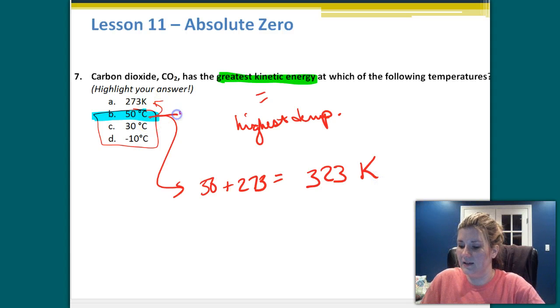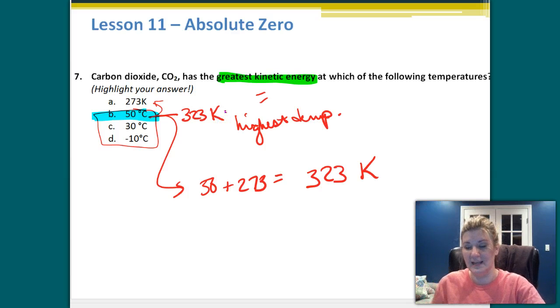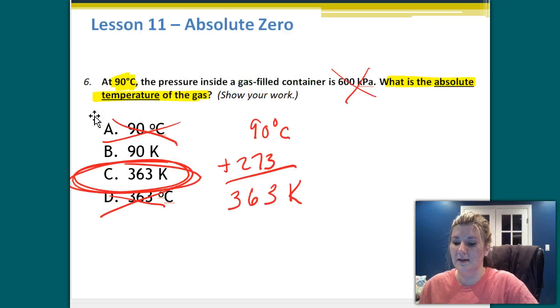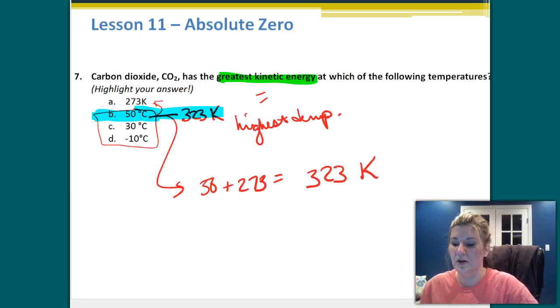So if 50 is 323K and my option A is 273K, then my highest temperature, of course, is B, because 323 is higher than 273. These are the kinds of questions you should expect on the test. You know, what is an absolute temperature? And then based on kinetic energy, which one moves fastest?